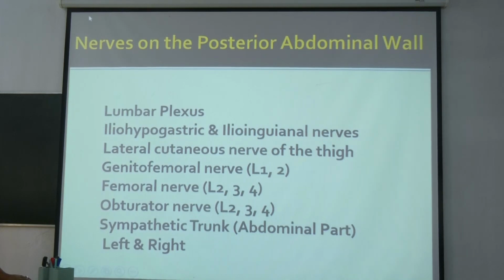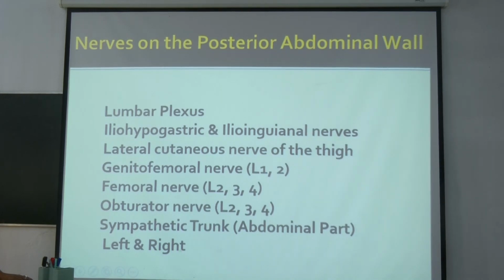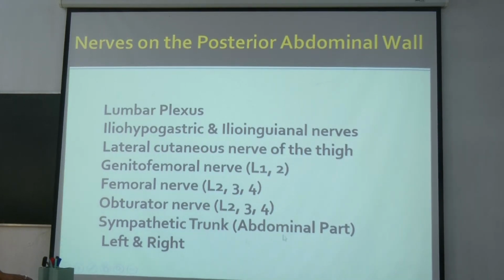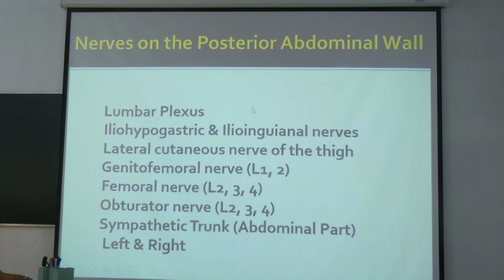So this is all about the lumbar plexus. So these are the additional nerves: iliohypogastric, ilioinguinal, lateral cutaneous nerve, genitofemoral nerve, femoral nerve, obturator nerve, and sympathetic trunk. Already I have discussed the sympathetic trunk. ঠিক আছে, sympathetic ganglion টা পড়বি. Both sides, left and right. So that is all about the posterior abdominal wall.